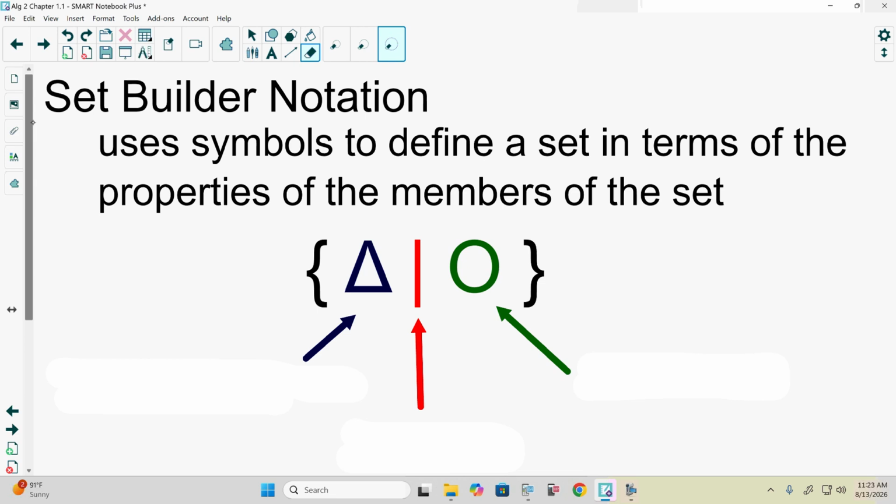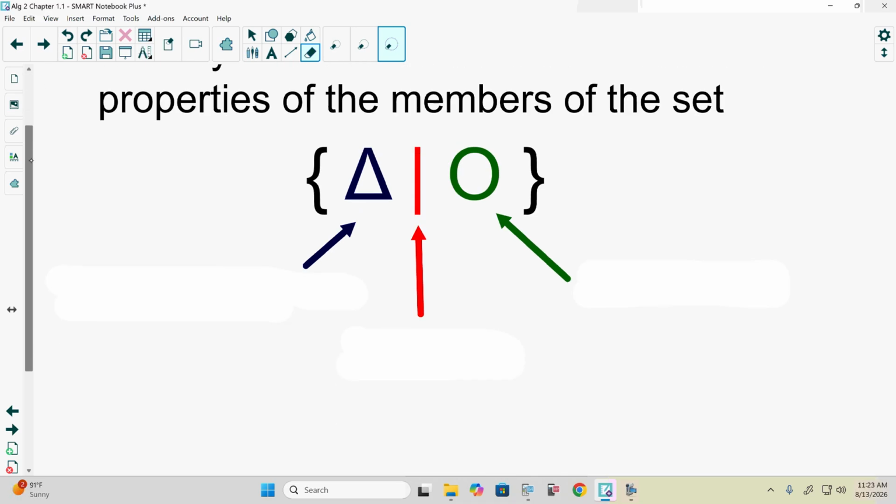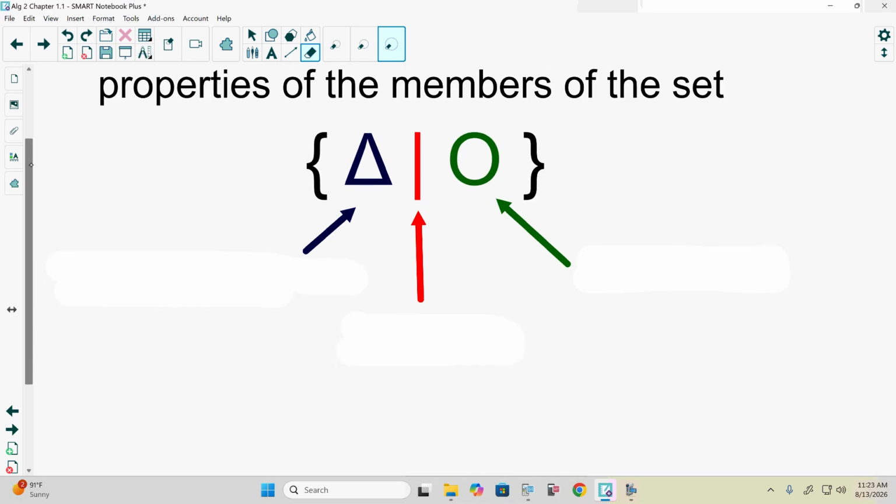There are 3 main things we put in here when we use set builder notation to describe these properties. The triangle. What is our group of numbers? Are we talking about the real numbers? Are we talking about the whole numbers, natural numbers, integers, rational, irrational? What is our number group that we're talking about? And the nice one is the real numbers. If we're talking about the real numbers, we just put x.